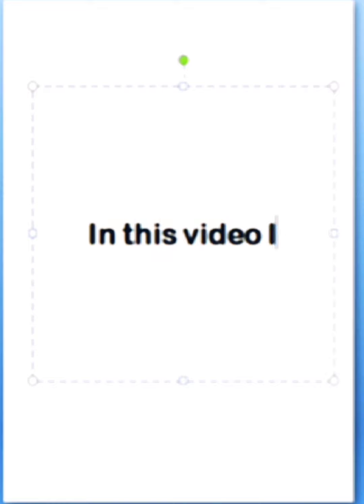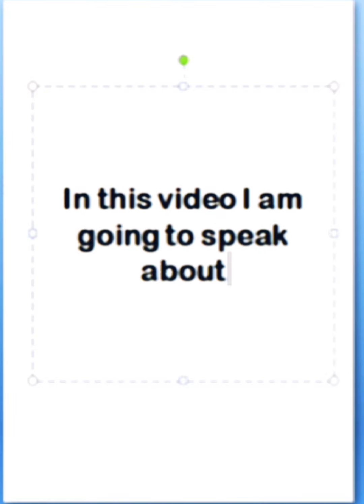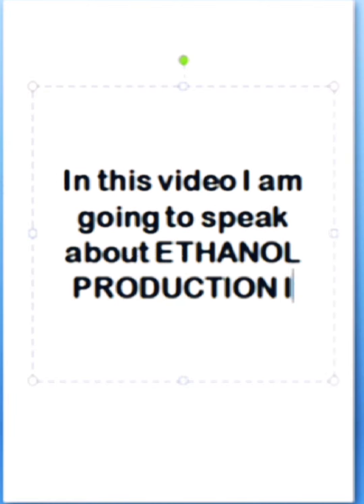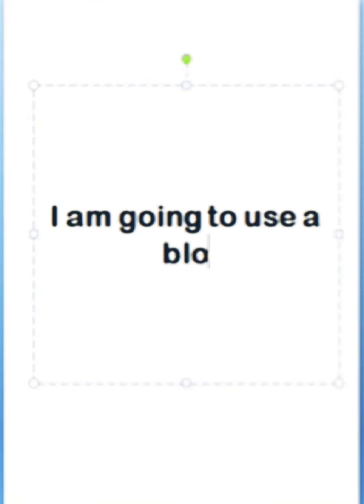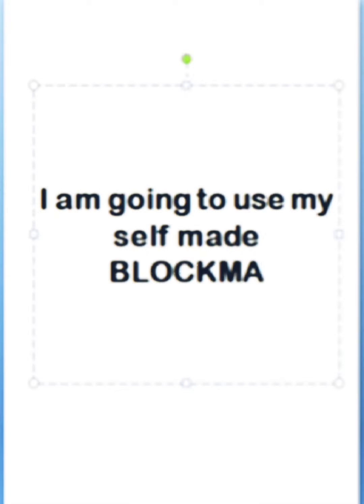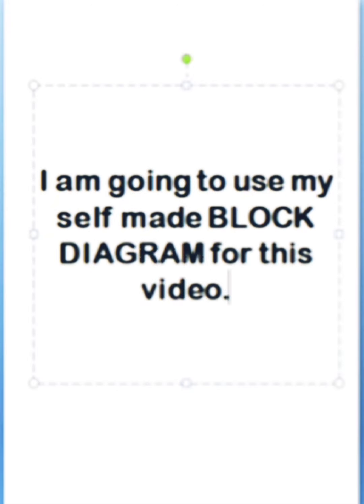In this video, I am going to speak about ethanol production in industries through a block diagram I have made especially for this video. The main raw material for ethanol production is any kind of fermentable sugar.